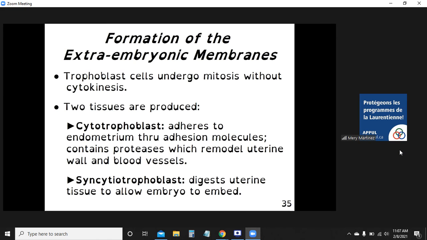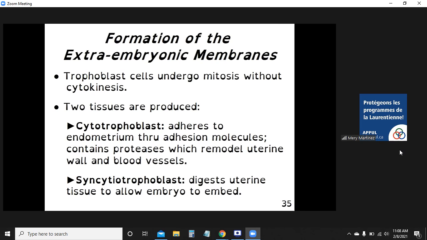So how do we do this? The initial trophoblastic cells undergo normal divisions, but later they undergo mitosis without cytokinesis. Remember, cytokinesis is the splitting of the cells. So they start increasing the number of cells, but without dividing, without separating from one another. And that's how we get two tissues formed. The cytotrophoblast, which initially adheres to the endometrium through adhesion molecules using the P-cadherins, okay?